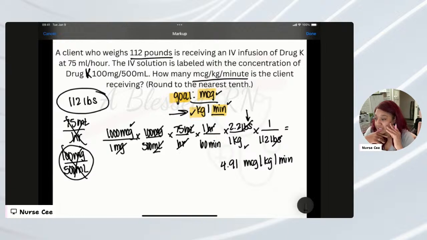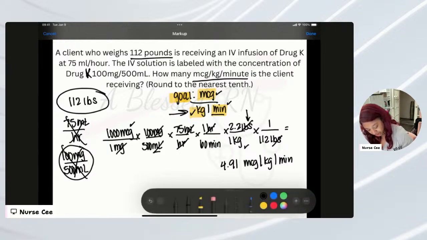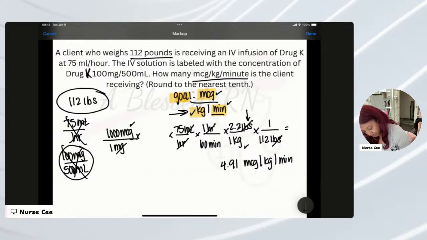Where did the 1000 come from over the 500? That's 100. It just kind of got bunched together. You talking about this right here? It's 100. So you can clearly see it.